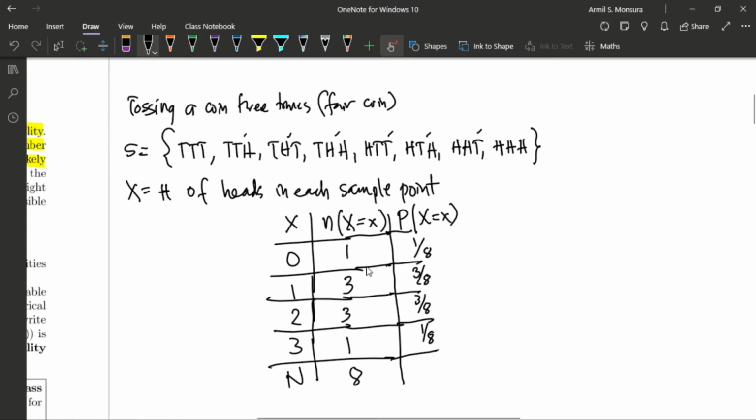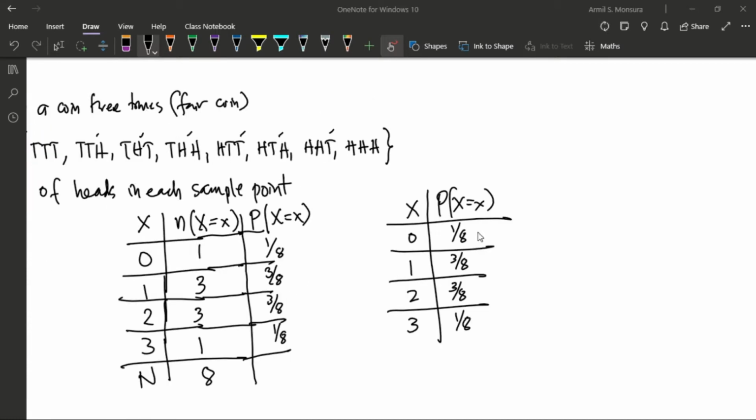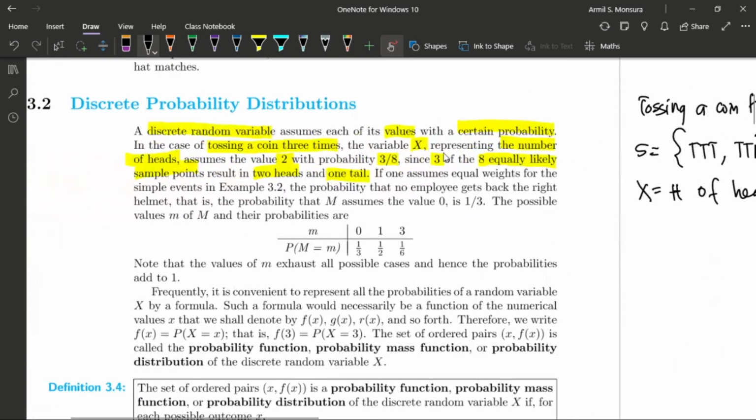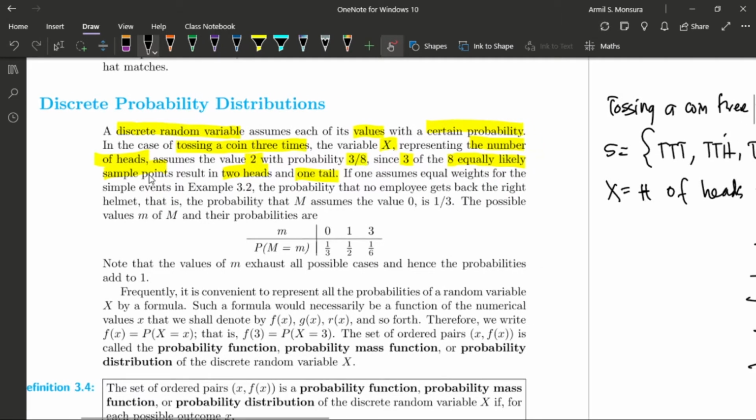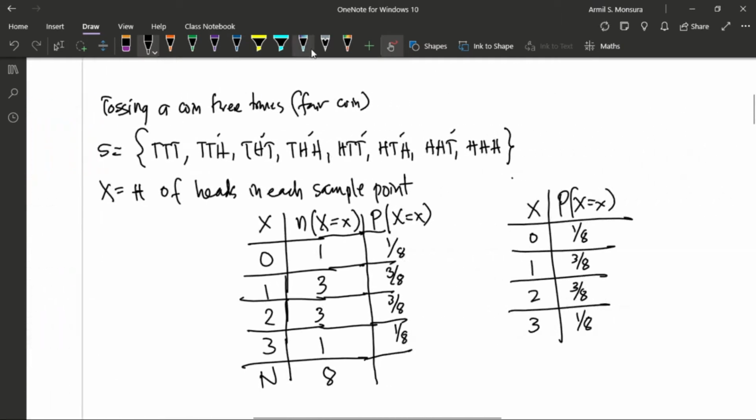Excluding yung column dito sa gitna, yung nakikita nyo dito na table na to can now be considered as a probability distribution, or discrete probability distribution. Ngayon ito yung sinasabi nung example. The example here states that x assumes the value 2 with a probability of 3/8. So if x would assume a value of 2, the probability of that happening is 3/8.